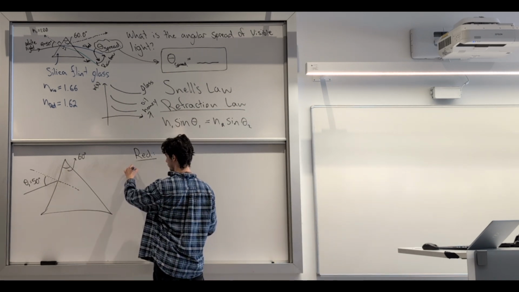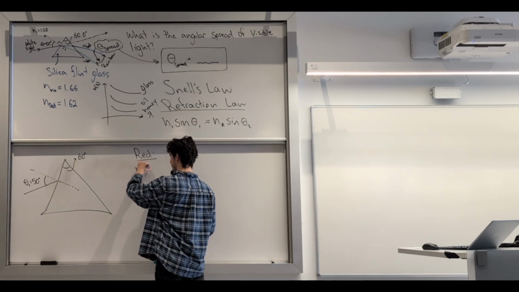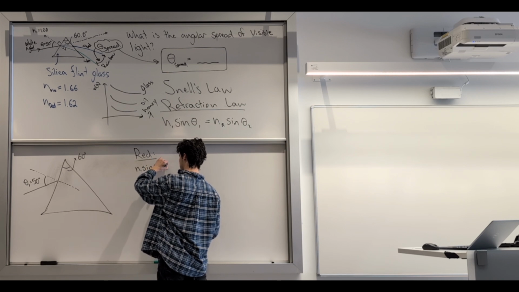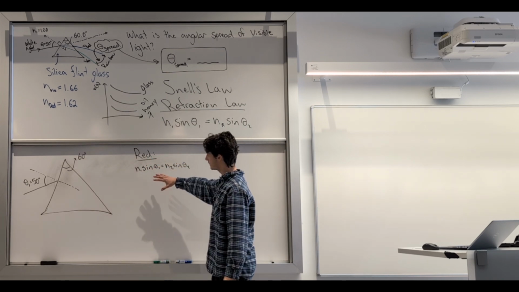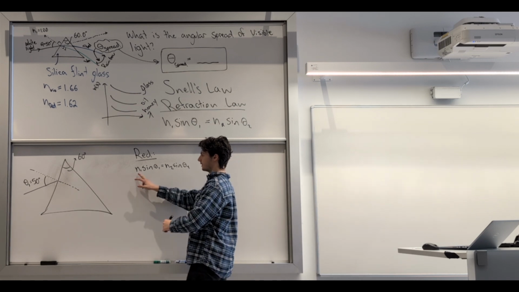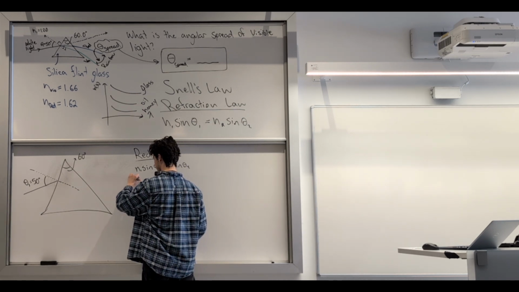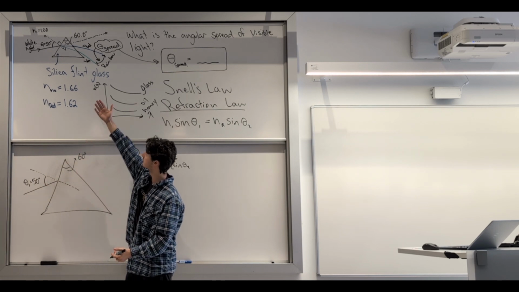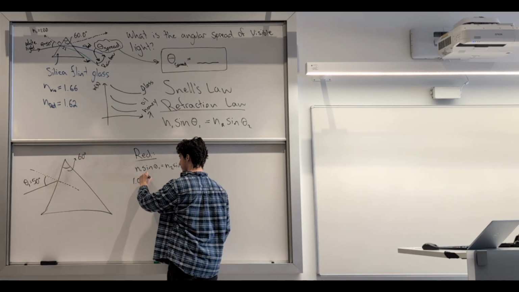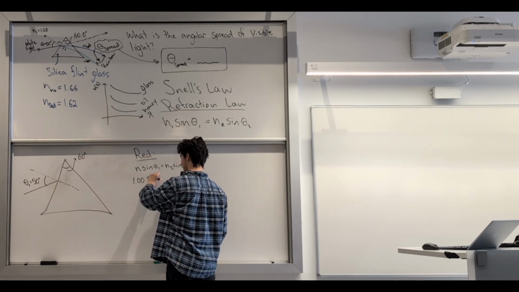Basically what we do is just write down Snell's law again. N1 sine theta 1 equals N2 sine theta 2. And we could just plug stuff in that we already know. So we know that the first index of refraction is 1 because the light is entering from air. Air has an index of refraction of 1. And we can continue on with the equation.